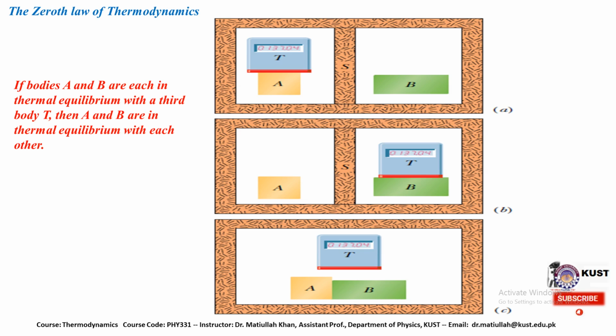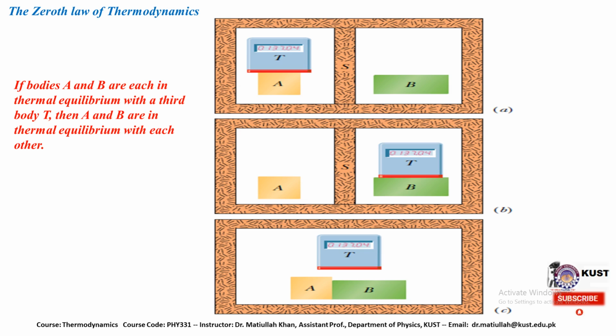Before starting the concept of heat and temperature, we need to know the zeroth law of thermodynamics. That actually gives us the concept of thermal equilibrium. And according to the zeroth law of thermodynamics, if two bodies A and B are each in thermal equilibrium with a third body T, what happens then? A and B are in thermal equilibrium with each other.